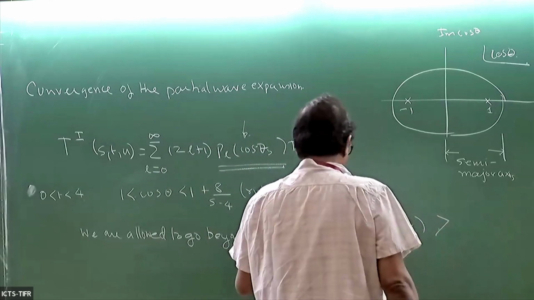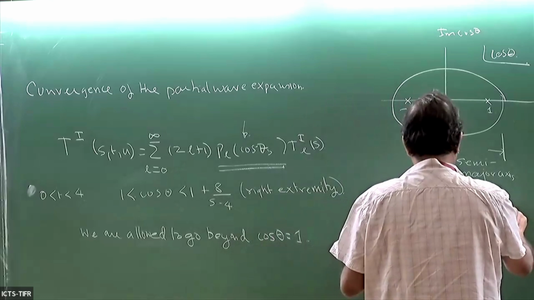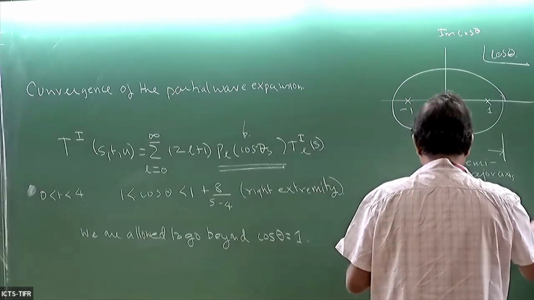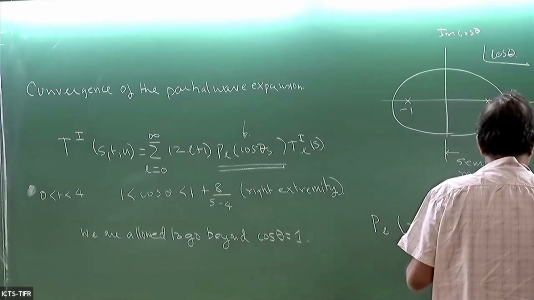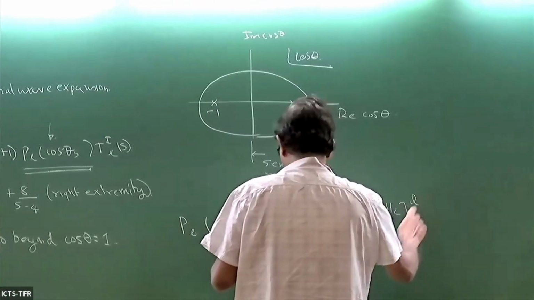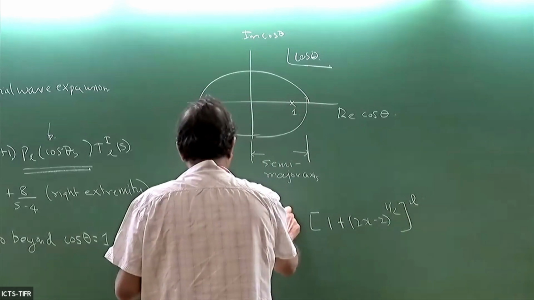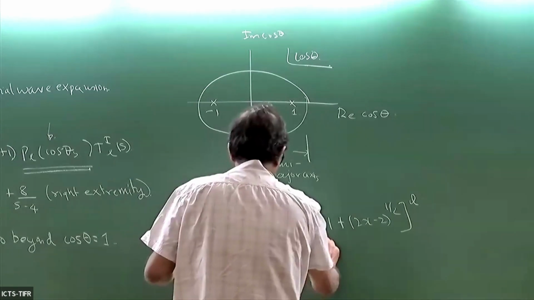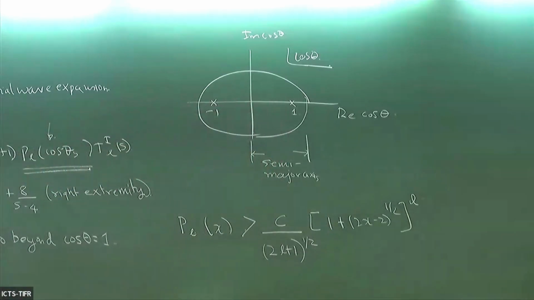So P_L of x is greater than, and this is an asymptotic formula, 1 plus the square root of 2x minus 2, to the power of L, and then the constant, and then there's a 2L. When you see such things, you may not be able to lay your hands on Erdélyi, but even if you can't, Mathematica has its own inbuilt function called asymptotic, at least in the recent versions of Mathematica.